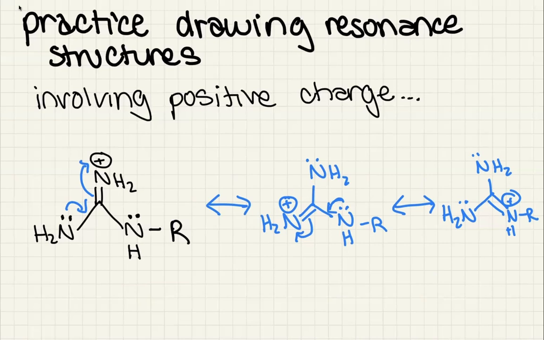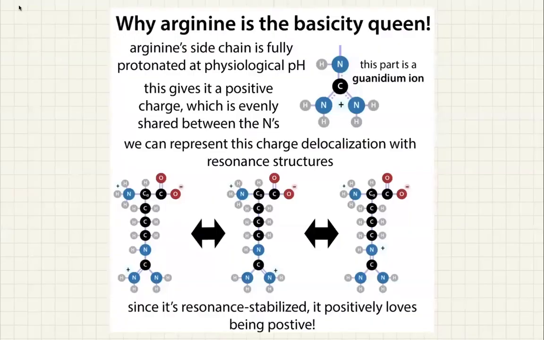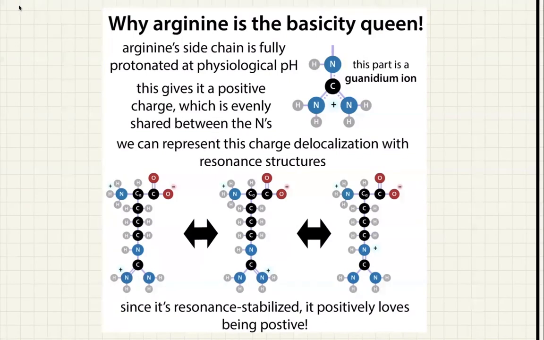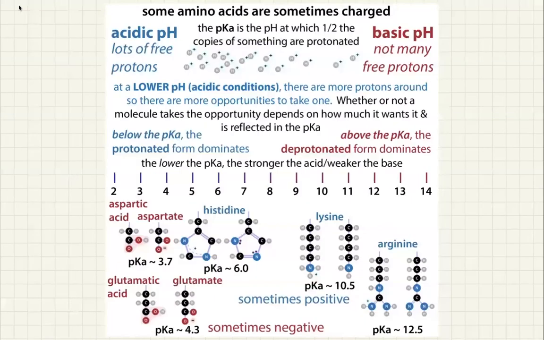And this resonance is going to be the reason why arginine is the basicity queen. So molecules really like being able to spread out charge. They don't really like charge, but they like being able to spread it out. And so if they can spread it out through that electron delocalization, well, that's great. And so this is why arginine really, really likes to be protonated and have that positive charge. So it's almost always going to be protonated when we see it in biochemistry.